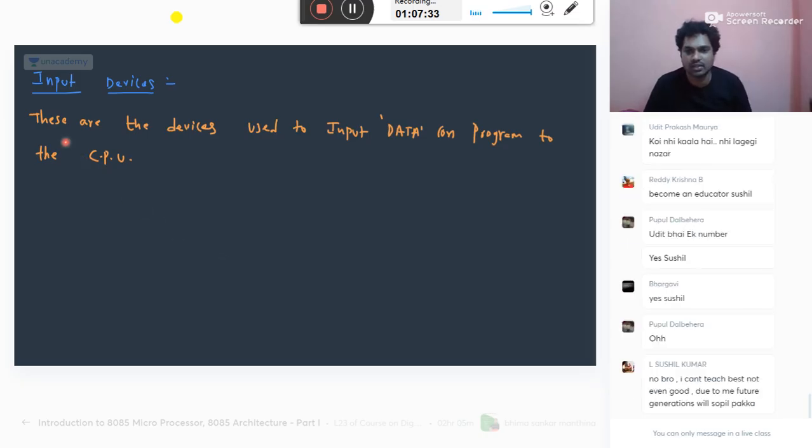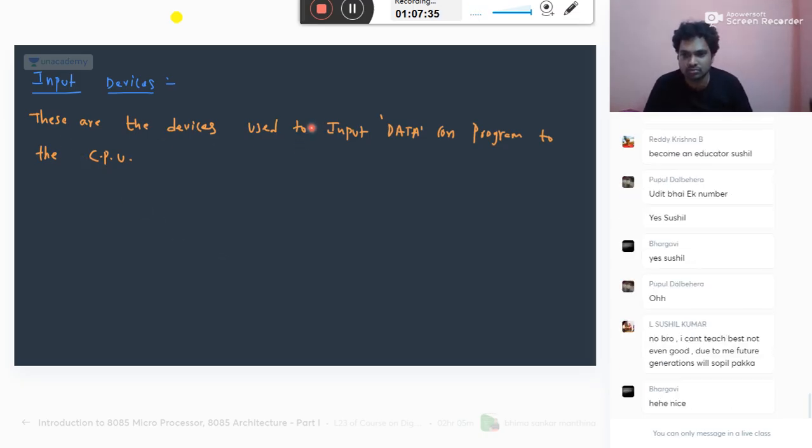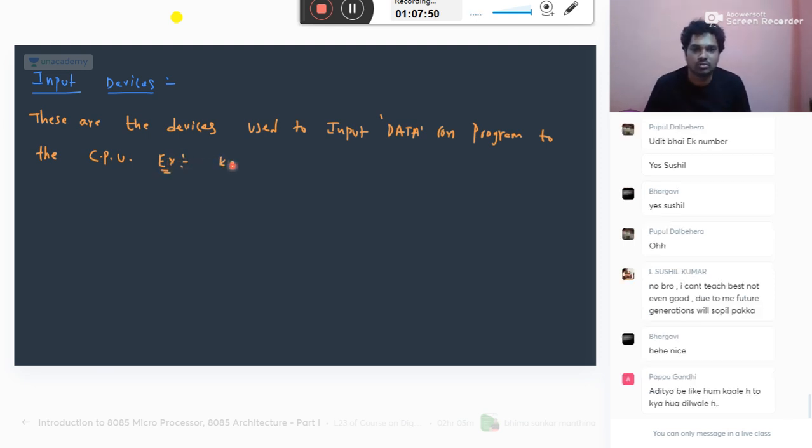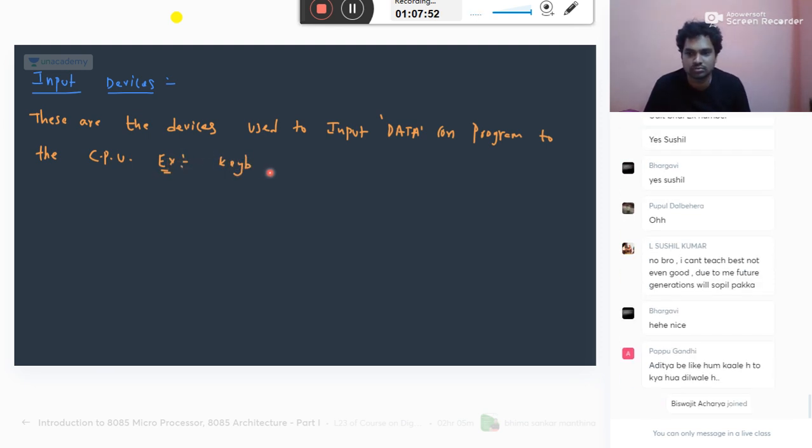So these are the devices used to input data and program to the CPU. So what are the examples? Okay, stop that discussion, guys. So come here. Your keyboard, mouse, your pen, etc.